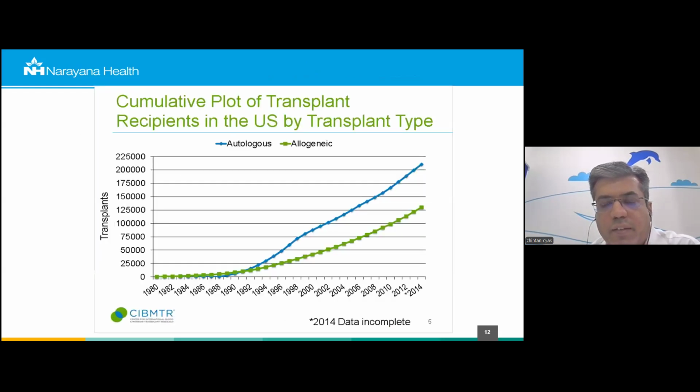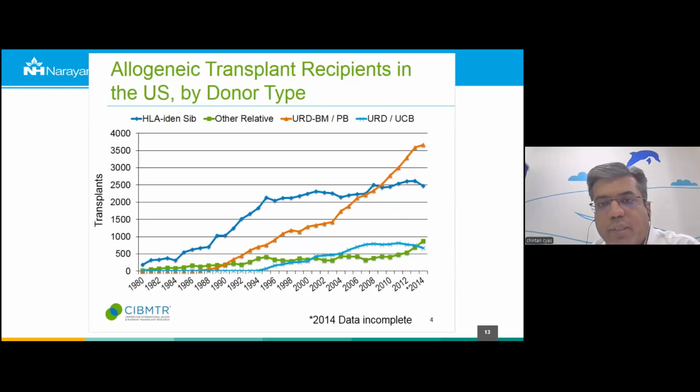As you can see, various types of donors are now on the rise, particularly alternative donor transplant, in this chart, which is CIBMTR data. Previously it was all sibling donor transplant, and now we are doing more alternative donor transplant, which means a haploidentical donor transplant, which is a 50% match from the family, or an unrelated donor transplant, or a cord blood transplant.